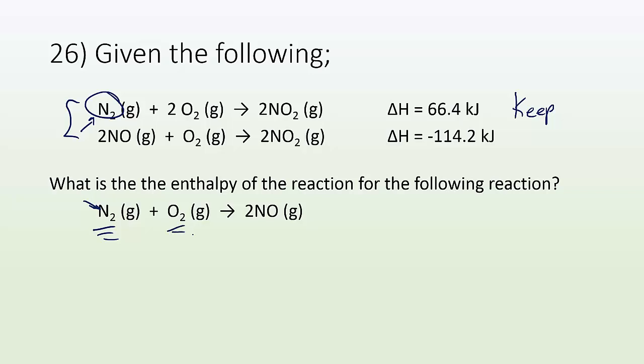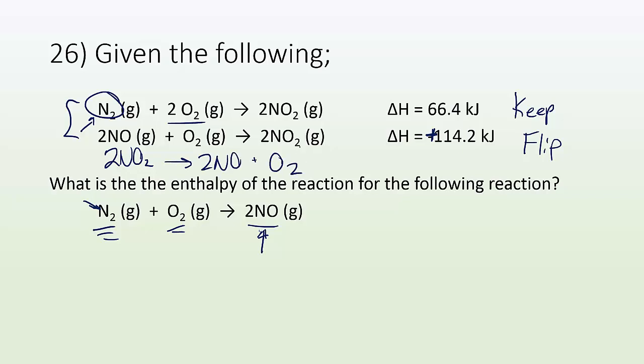So why don't I look for O2 now? There's two places that O2 shows up, so maybe I'll look at the other thing. NO. Is there anywhere that NO gas shows up? There's only one place that NO gas shows up, so that tells me I have to do something to this equation if I need to change it for NO. I need NO as a product, and it is a reactant, so I'm going to have to flip this equation, which makes this negative 114.2 become a positive 114.2. And let me just rearrange this now since I flipped it. It's now going to be 2NO2 becoming 2NO and O2.